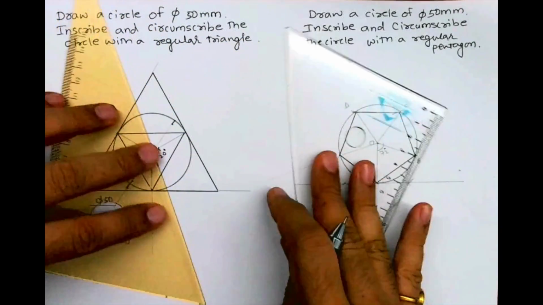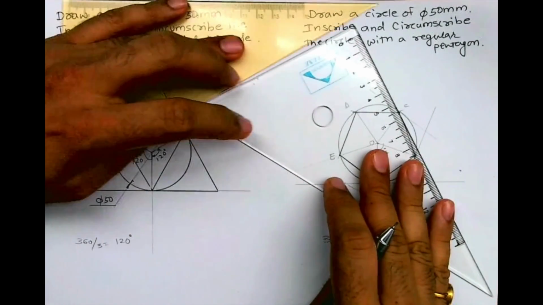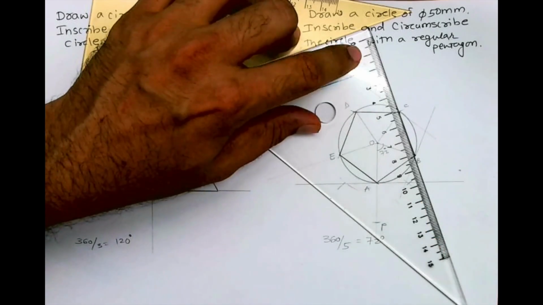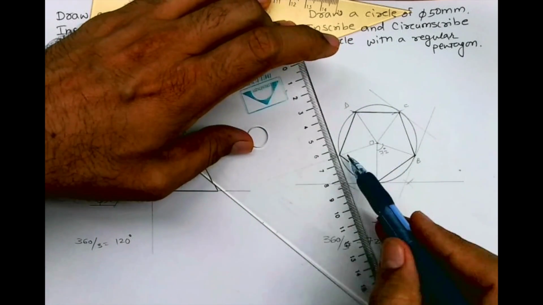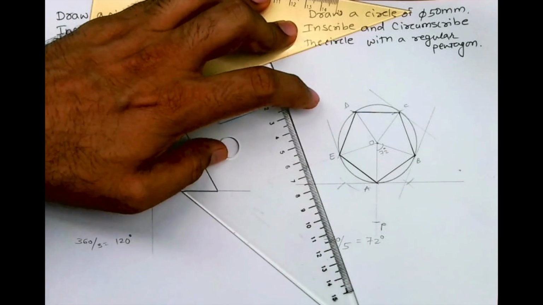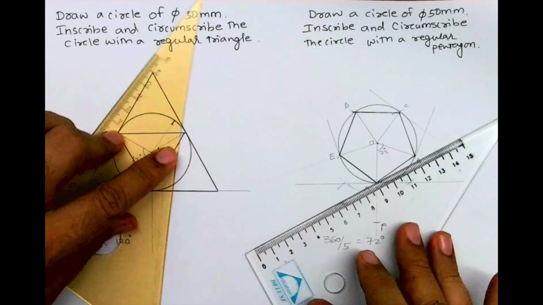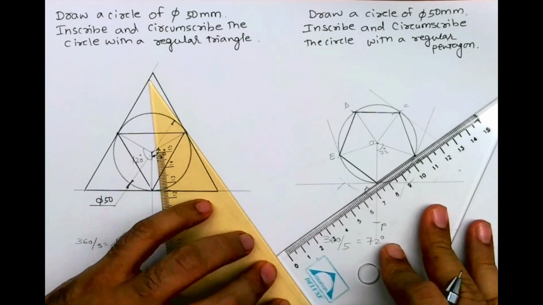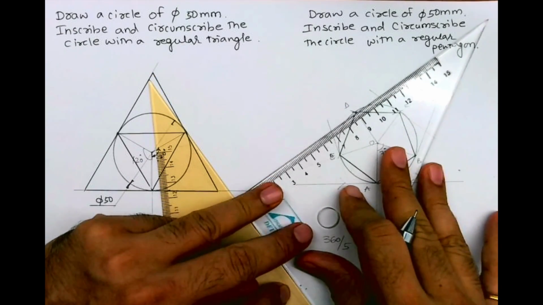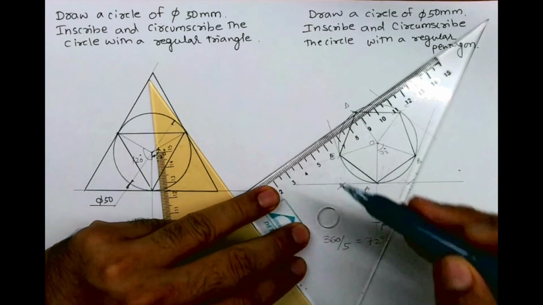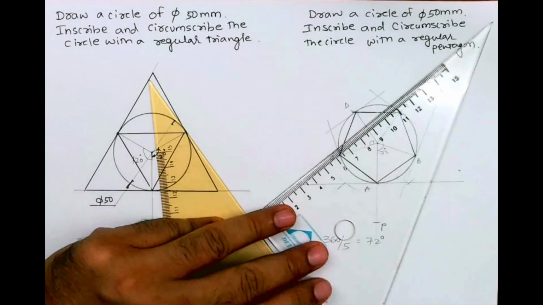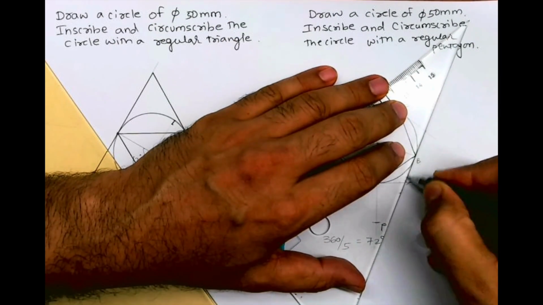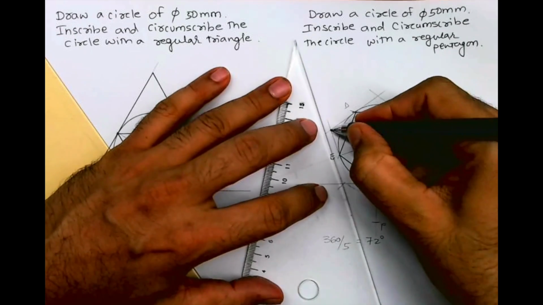Same way I will draw a line parallel to BC, passing through E. And same way draw a line parallel to AB passing through D. So this way you got the pentagon outside the circle. So I hope everyone understood this. Thank you.